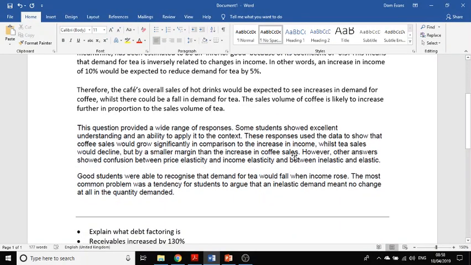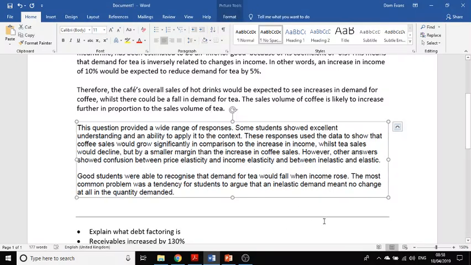So this is what the examiner's report said in 2017, this box here. Maybe you could just pause it and read it. Really important that you use the examiner's reports if you can get your hands on them.